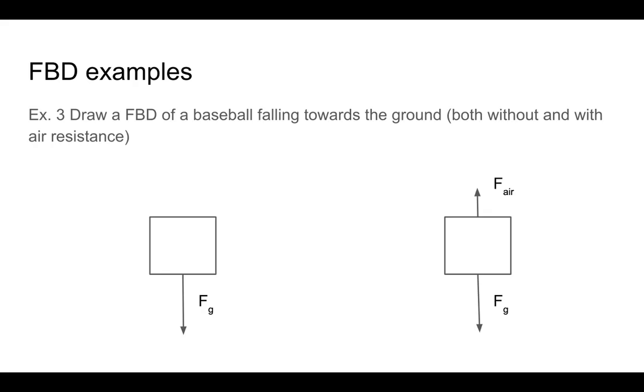Now, the reason I drew this smaller than the force of gravity is because I wanted my baseball to be accelerating toward the ground. Now, air resistance could be the same size as the force of gravity. That would mean that we have hit terminal velocity, which is a constant velocity.